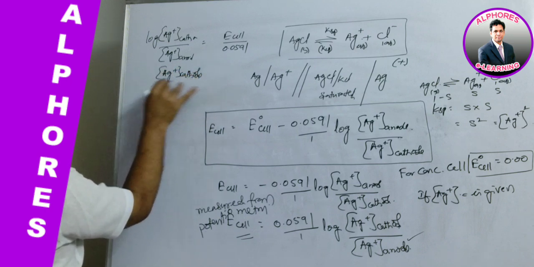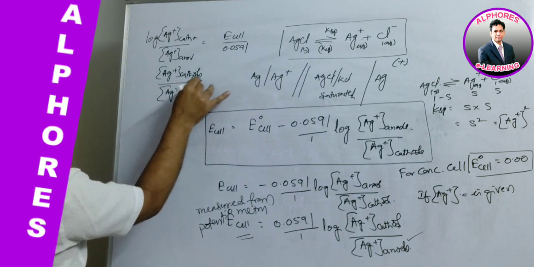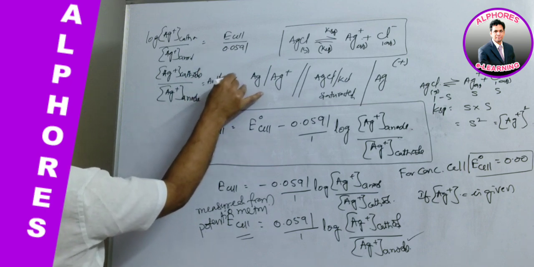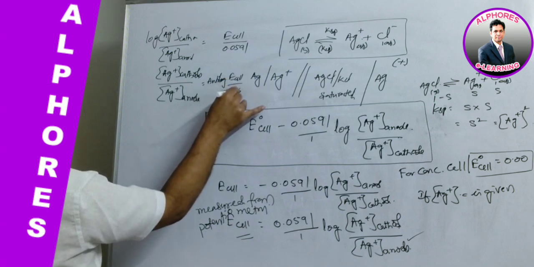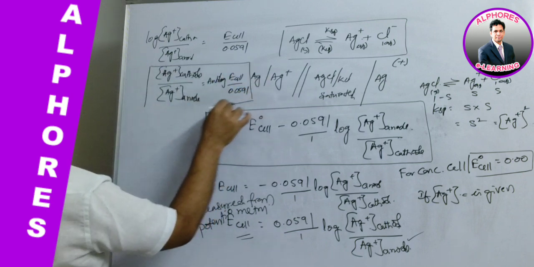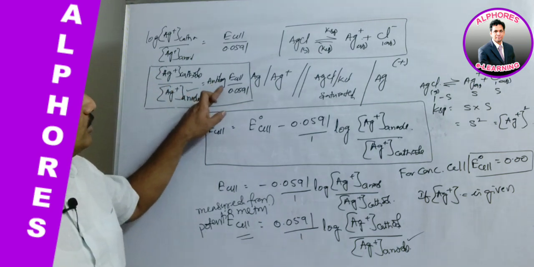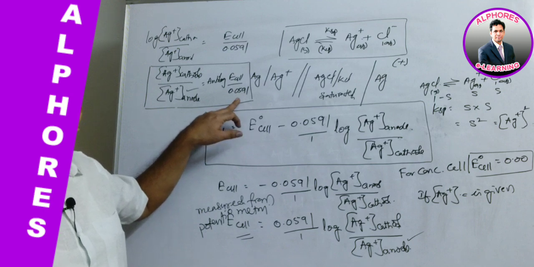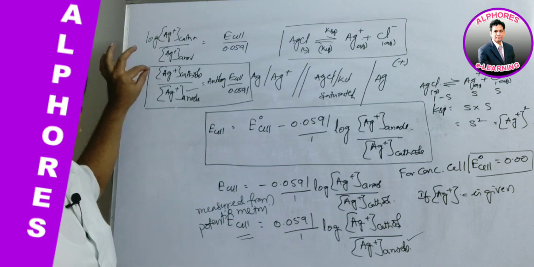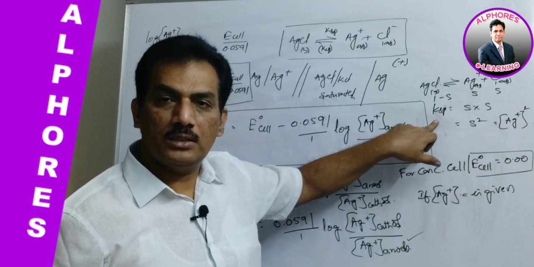And now Ag plus cathode by Ag plus anode is equal to antilog of E cell by 0.0591. With this, once this value is obtained, it is known. Now Ag plus cathode is Ag plus anode into antilog of E cell by 0.0591. Like that we can calculate Ag plus, and once we calculate Ag plus, that Ag plus square is nothing but S square, that is equal to Ksp.